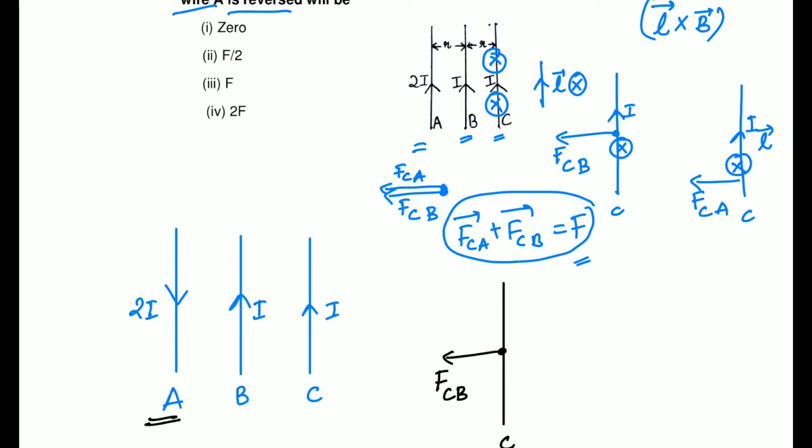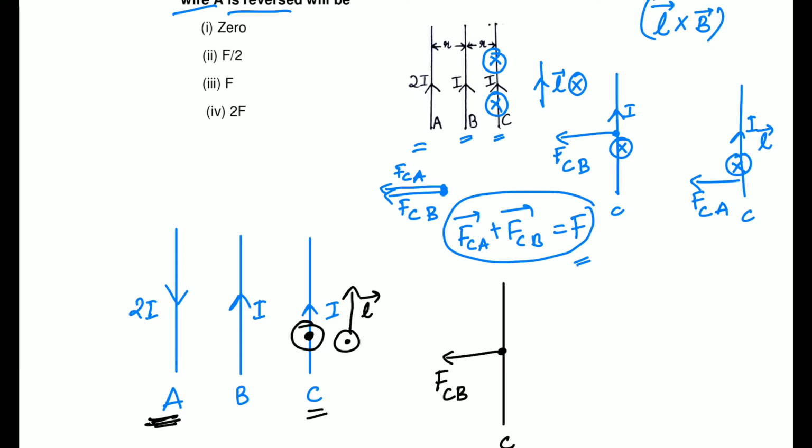When the direction is changed, you find the magnetic field produced by A on your C wire again with the right hand thumb rule. You will get to know that this time the magnetic field is actually coming out of the board. It is not inside the board, it is coming out of the board. Yes or no? So here the length vector is in that direction, and the magnetic field is coming out of the board.